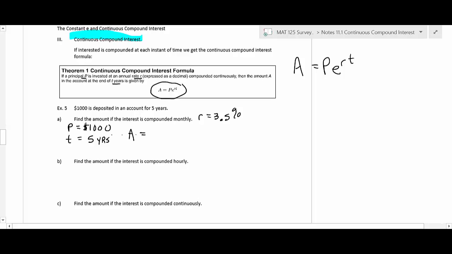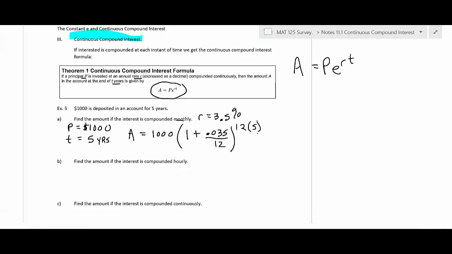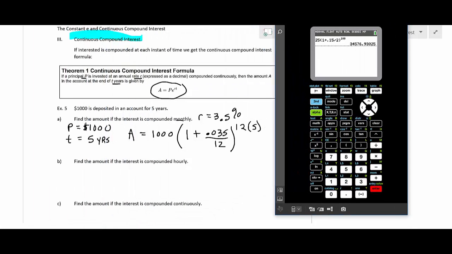For monthly, you take the principal, then 1 plus the interest rate. What are you going to use? 0.035. And what do you put under that for monthly? 12. Then your exponent is MT, so it's 12 times 5 years. Now I'm doing compound interest. I'm not ready to do continuous yet. I'm trying to make a point on this.